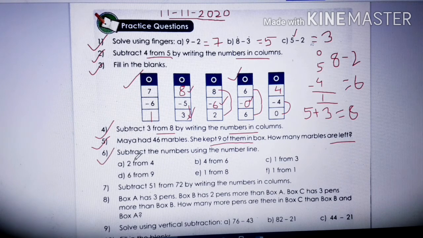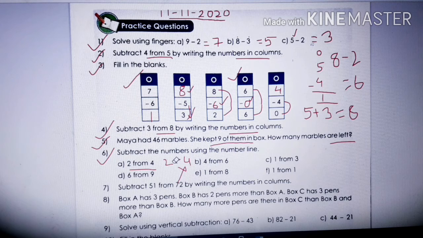Number 6, subtract the numbers using the number line. So children, you know how to subtract using the number line, right? But be careful with this. When it is written 2 from 4, it does not mean 2 minus 4. It is completely wrong, children. If you write 2 minus 4, it is wrong. It is completely wrong.